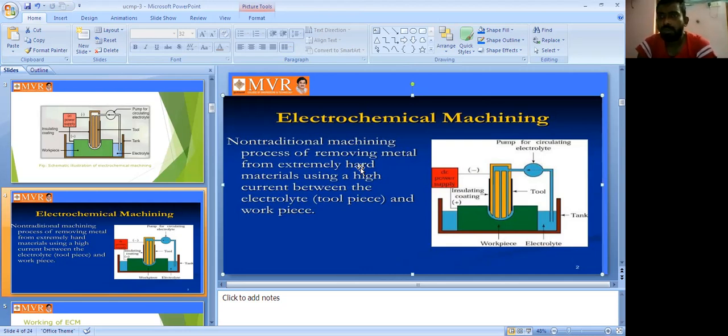So the electrochemical machining process is used for hard materials. Hard materials here means brittle materials, and these can be removed by electrochemical machining. That is the major point. Brittle and highly hardened materials are used in this process. The power supply is the main element here, and we use high power to remove the material.